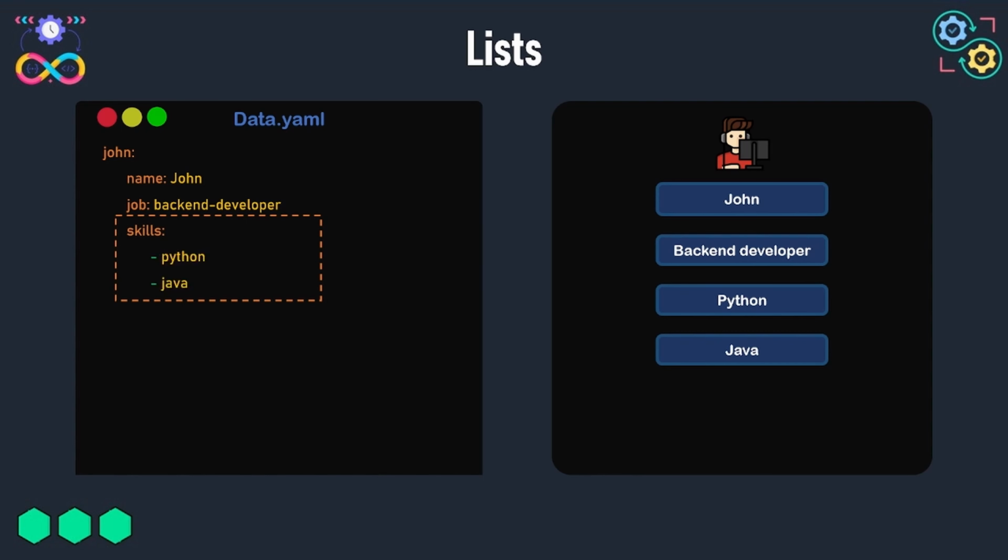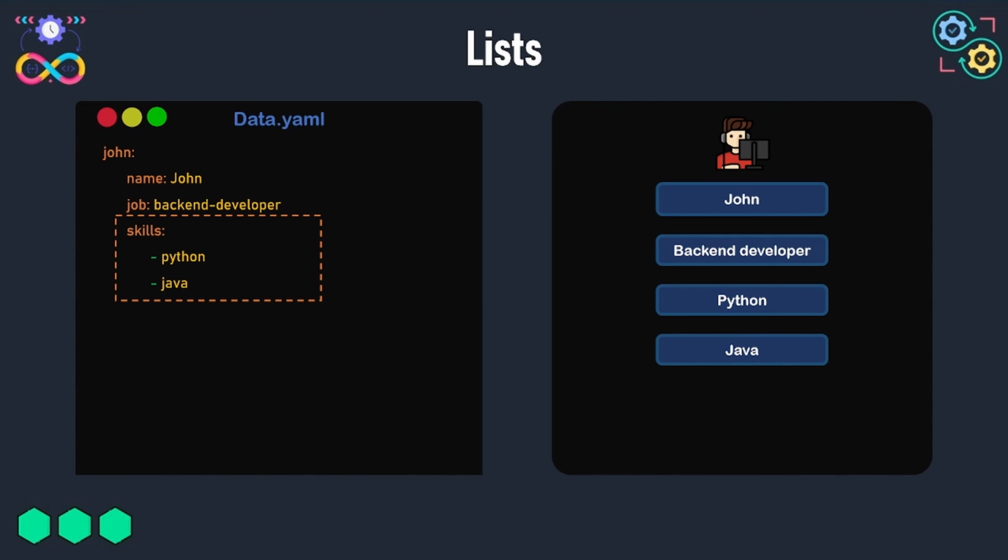All the items of a list in YAML must be at the same indentation level. They must start with a dash which indicates that this item is an item of the list. So here we have a list called skills containing 2 items, Python and Java.